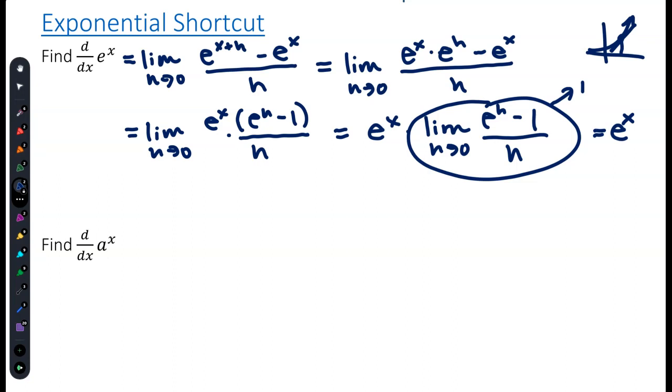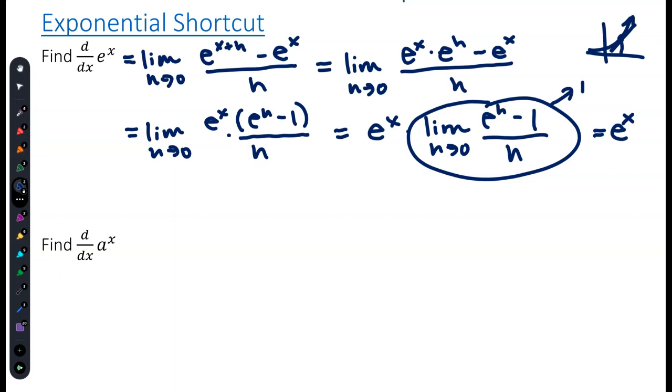So wherever you are on that graph, it doesn't matter where you are, whatever your y value is, that's equal to the slope of your tangent line. So, easiest shortcut ever to remember: the derivative of e to the x is e to the x. Add that to your list.